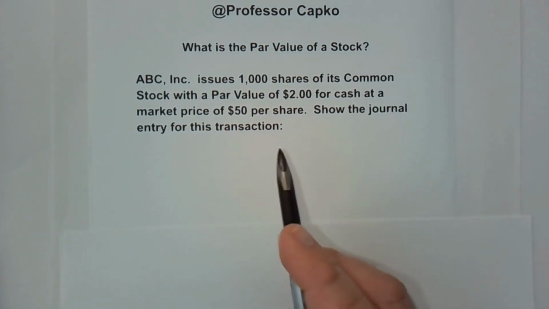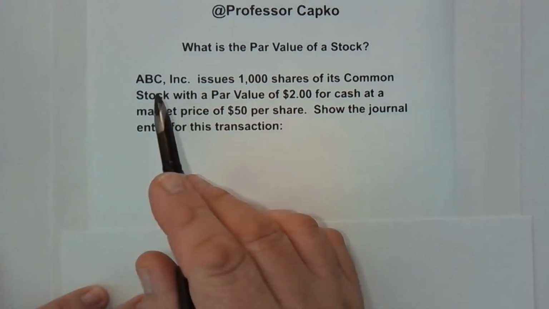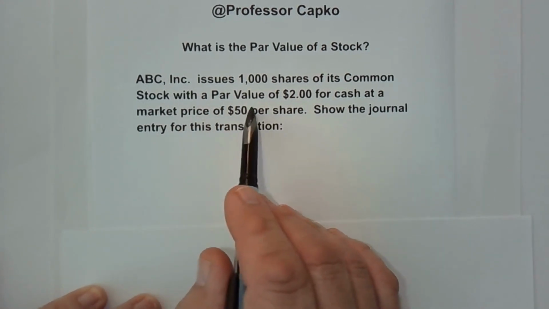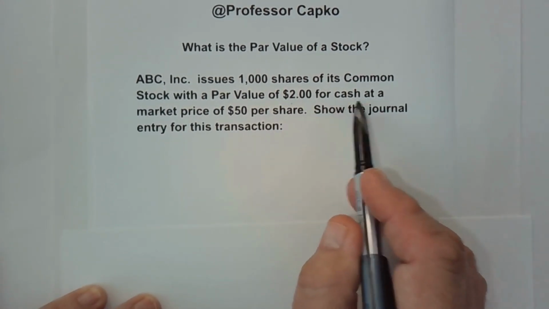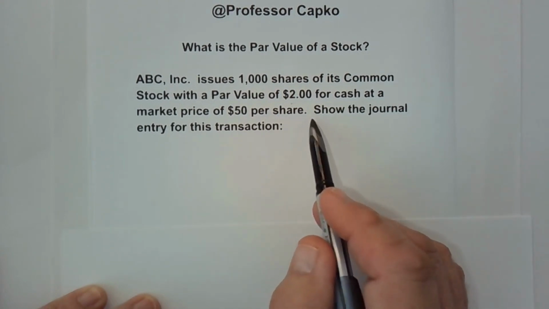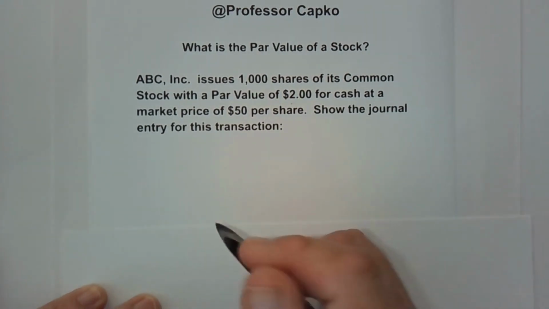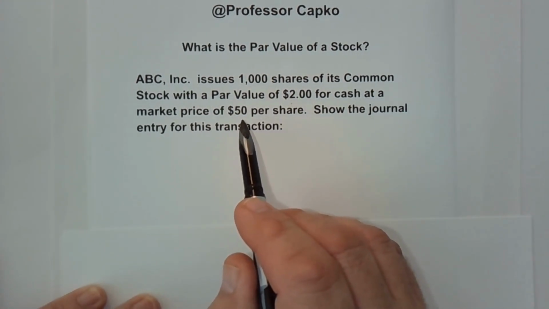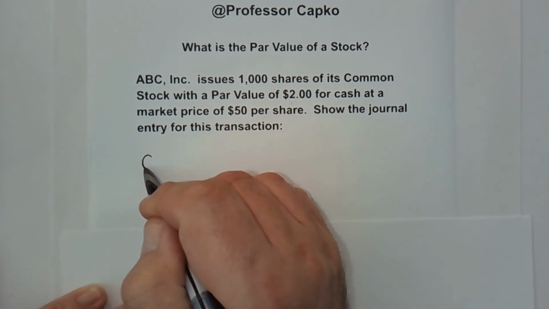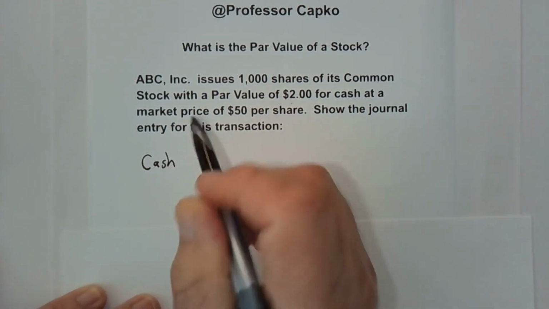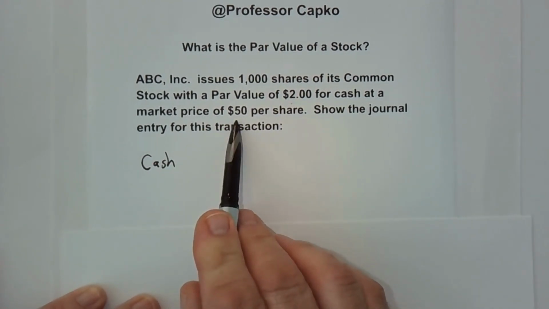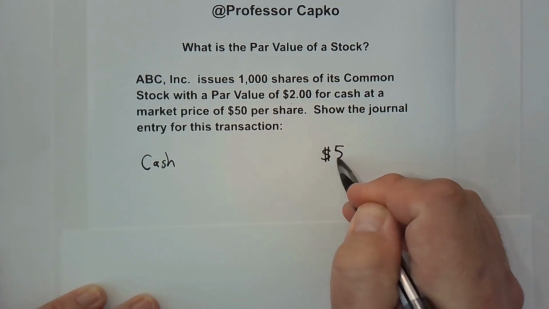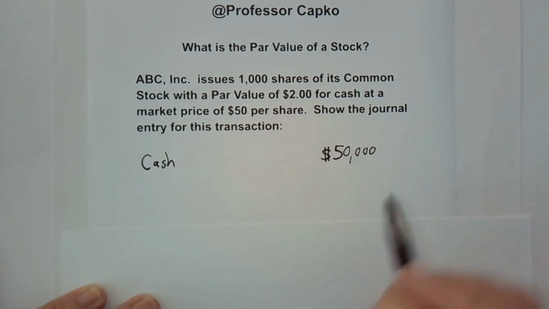Let's look at this example and we'll go ahead and account for it. In this case, ABC Inc. issues 1,000 shares of its common stock with a par value of $2 for cash at a market price of $50 per share. Show the journal entry for this transaction. Well, we know we're issuing it for cash, so our first entry is going to be debiting cash. And for how much? Well, they're getting $50 per share times 1,000 shares. So they're going to get $50,000. So that's the cash part of this entry.